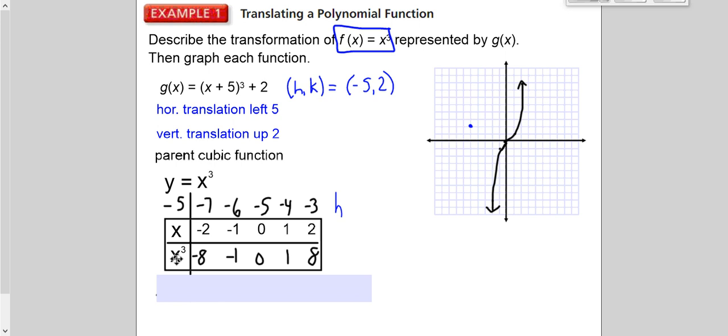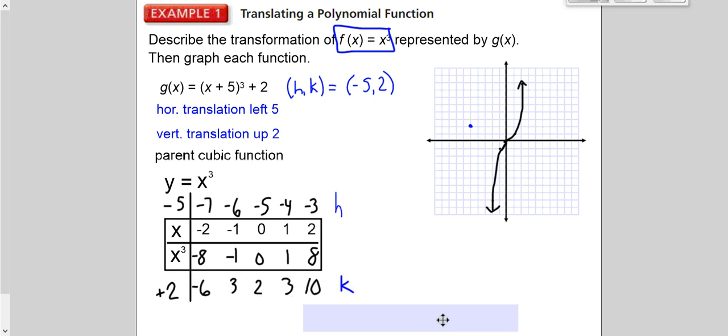What do you think we're going to do to the x cubed? What do we do to the entire function? We add 2. So if we add 2, that's the k value. So up here I put the h down, here I'm going to put the k. Add 2. K is a positive 2, h was a negative 5. So I'm adding those numbers together. So negative 8 plus 2, negative 1 plus 2, 0 plus 2, 1 plus 2, 8 plus 2. Let's graph those numbers. And our graph should be just like the one we had, but shifted left 5 and up 2.